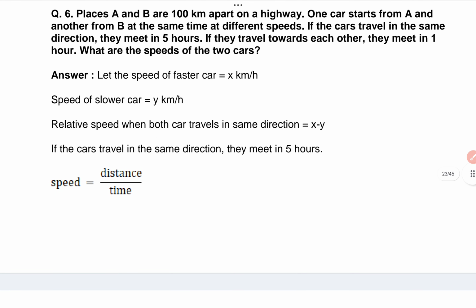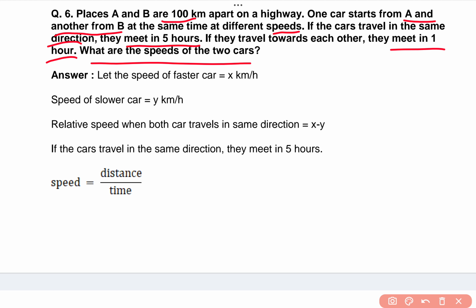Okay, so question number 6: places A and B are 100 kilometers apart on the highway. One car starts from A and another from B at the same time with different speeds. If the cars travel in the same direction, they meet in 5 hours. If they travel towards each other, they meet in 1 hour. What is the speed of the two cars? Okay, we have to find the speed of a car.